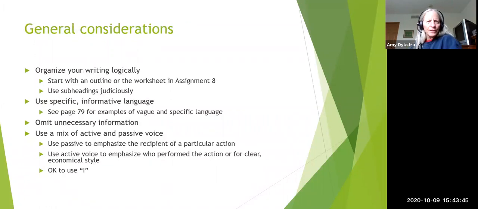Then just some general considerations. Again, you are not going to have bulleted lists. So you're going to write logically in paragraph form. I suggest that you start with an outline so that you don't end up with just a conglomerate of isolated facts that are written in choppy little sentences. If you are going to have more than 2 or 3 paragraphs, you might consider using subheadings.